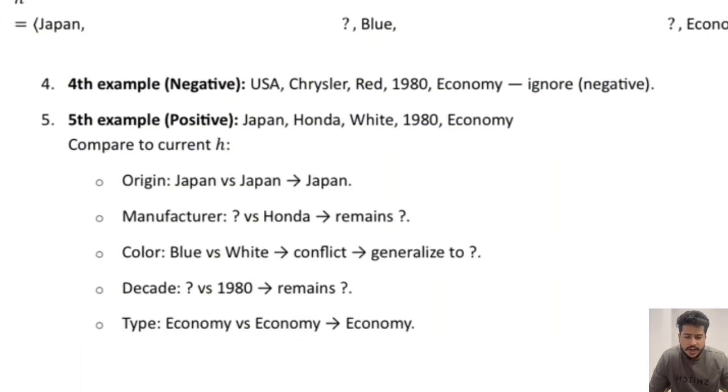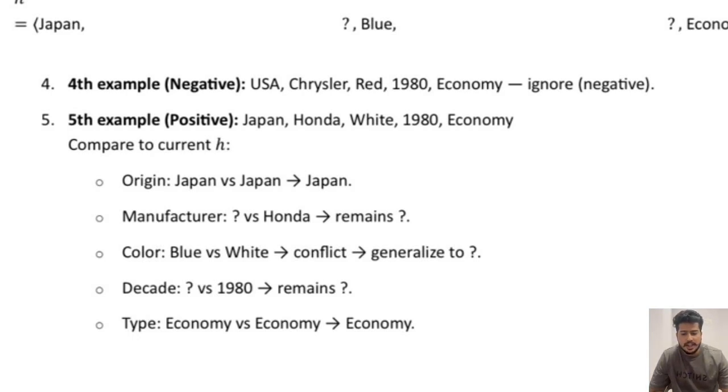Then interpreting, Find-S concludes: predict positive if origin is Japan and type is economic, and ignore the other attributes. This hypothesis fits all the positive examples and is as specific as Find-S could get given the positives.